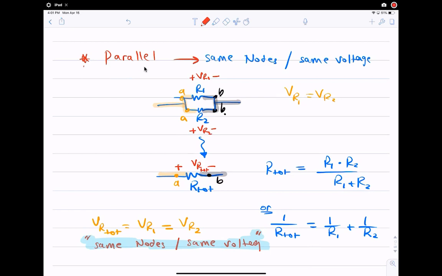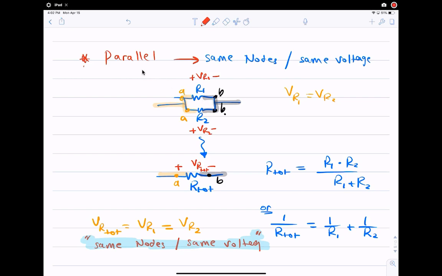The parallel combination means any two resistors or any two elements that have the same nodes from both sides. If I'm having those two resistors, on the left side I'm noticing that they share the same node, node A, and from the right side, they share the same node B. That means they are parallel.